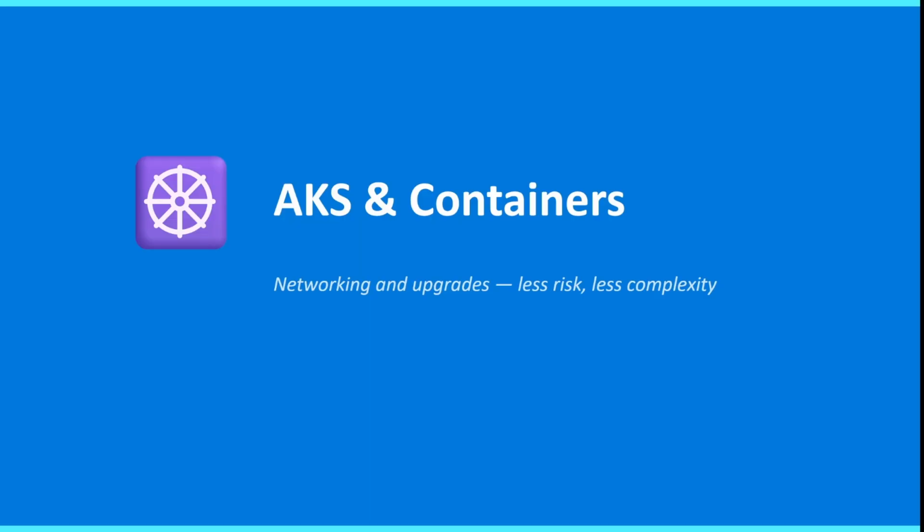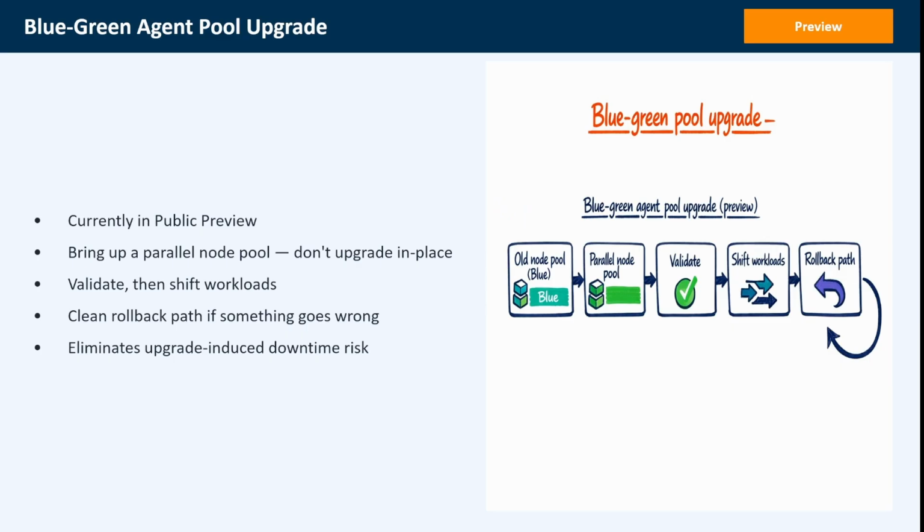Switching to AKS, this month has a lot of networking and upgrade work, and it's mostly about reducing risk and reducing complexity. So we have blue-green agent pool upgrade in preview. So instead of upgrading the node pool in one place, I bring up a parallel node pool, I validate, then I shift workloads, and if it's bad, I have got a clean rollback path.